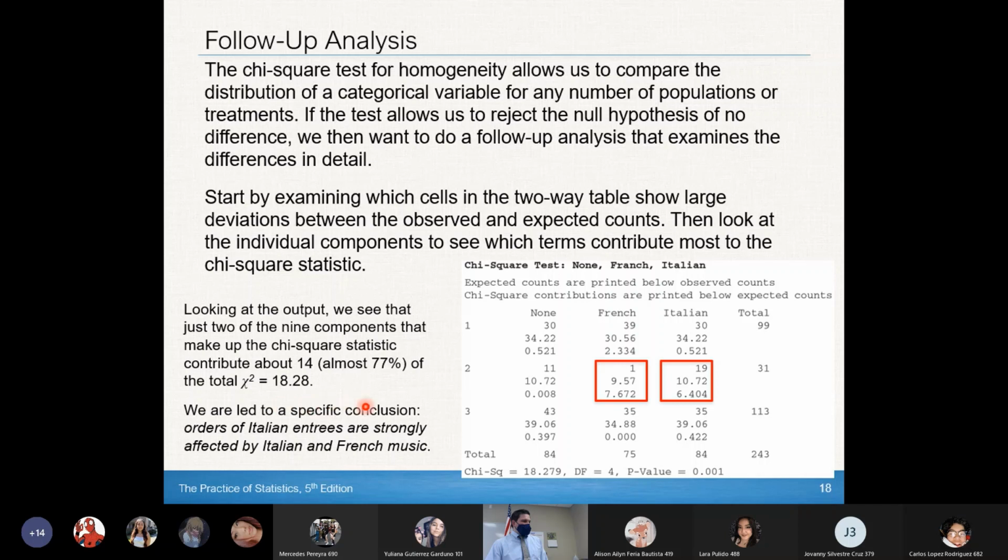Right. We are led to a specific conclusion. Orders of Italian entrees are strongly affected by Italian and French music, because those had the largest deviations, biggest difference. Right. And so this is our follow-up analysis since we found a significant result. There's no need to do a follow-up analysis if you do not find a significant result. If you fail to reject the null hypothesis, there's no follow-up needed.